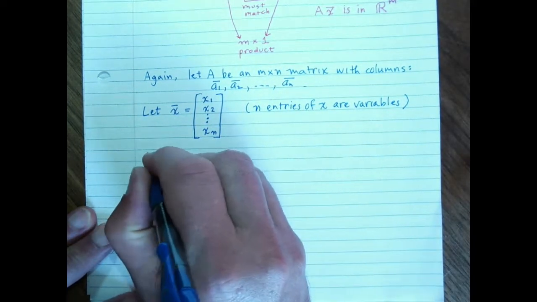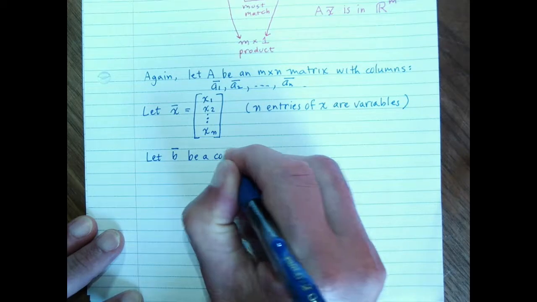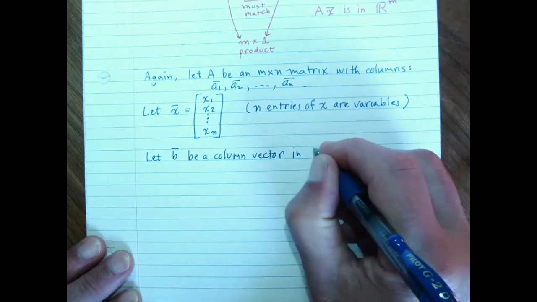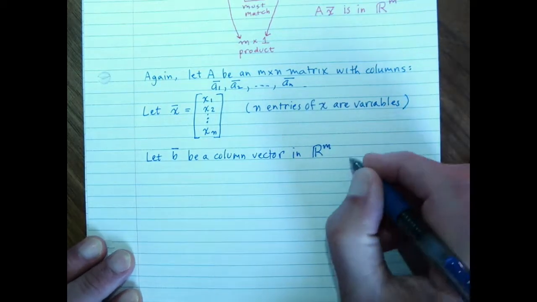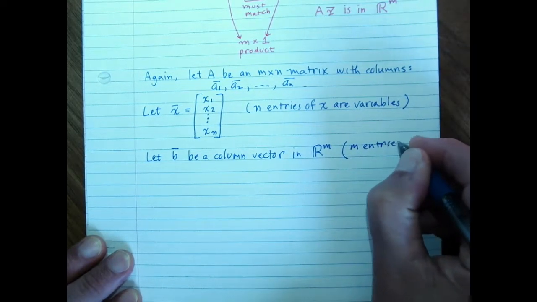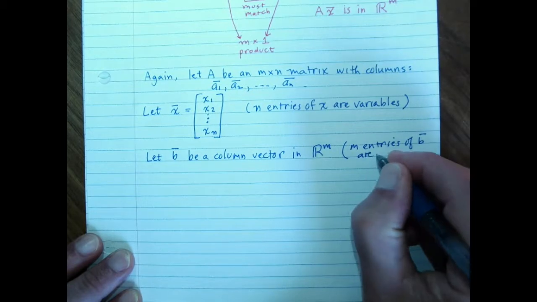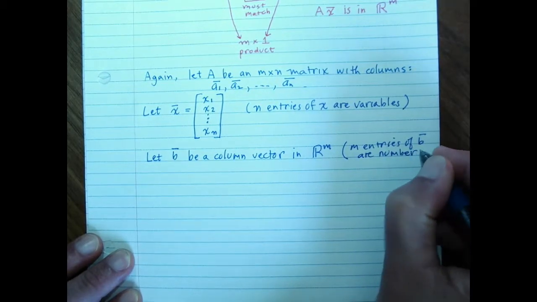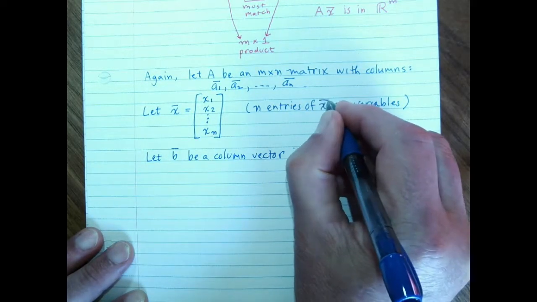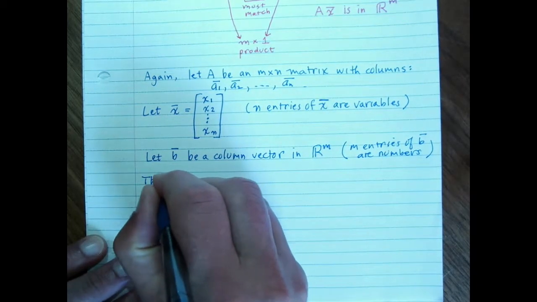Now, let's let B be a column vector in Rm, and the m entries of B are numbers, so constants, real numbers. I realize I should put a line over my X right there because that's a column vector. Now we can state theorem 3.